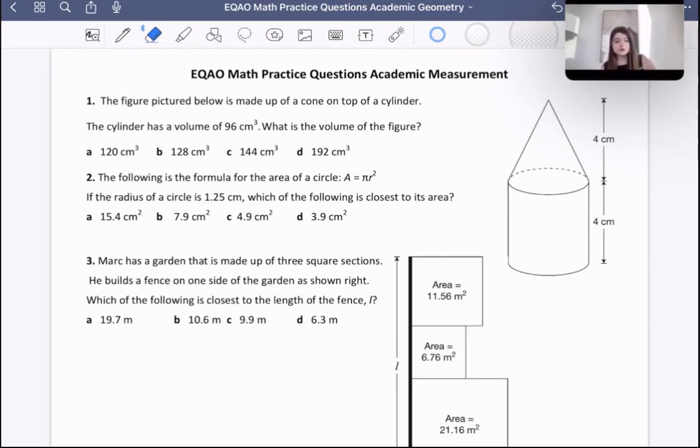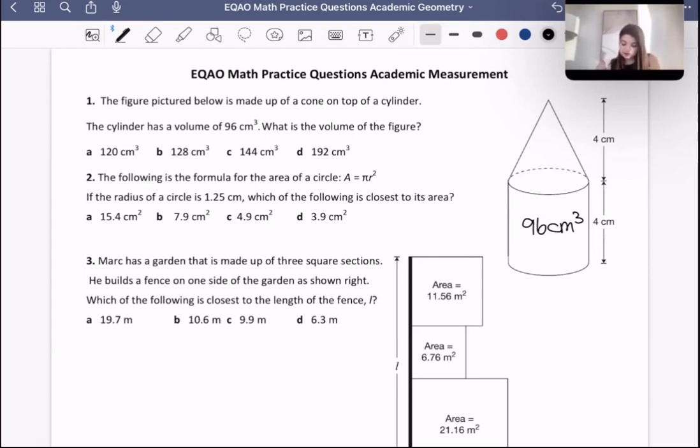The first question says, the figure pictured below is made up of a cone on top of a cylinder. The cylinder has a volume of 96 centimeters cubed. What is the volume of the figure in total?